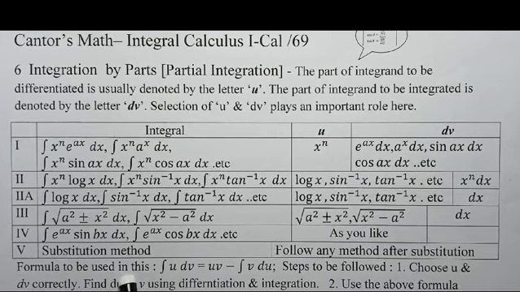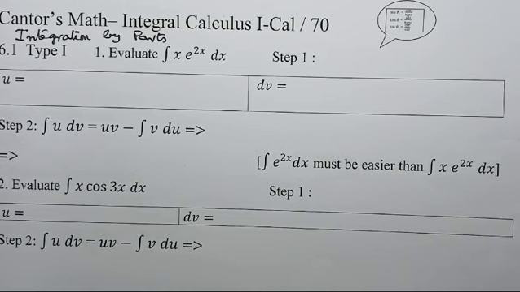Now, the important formula, only one, we are going to use only one formula: integral u dv equals uv minus integral v du. Don't change it. Integral u dv equals uv minus integral v du. Integration by parts, type 1.